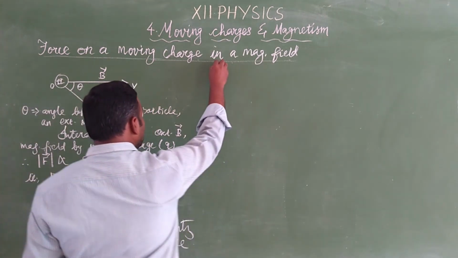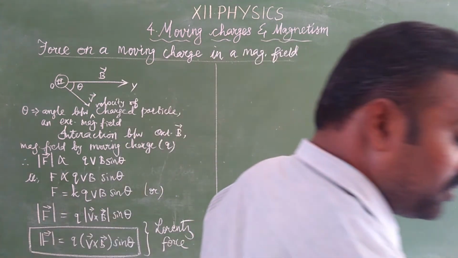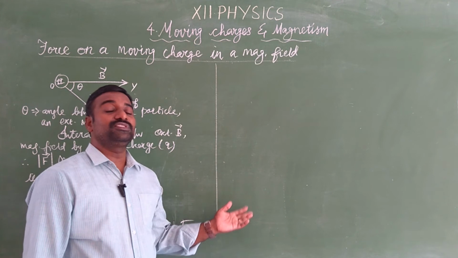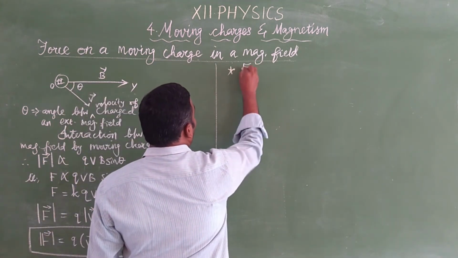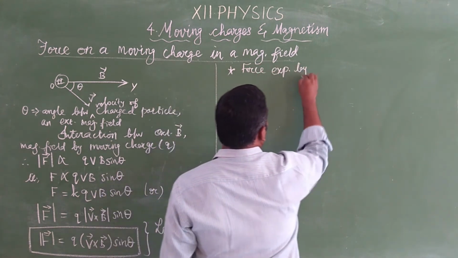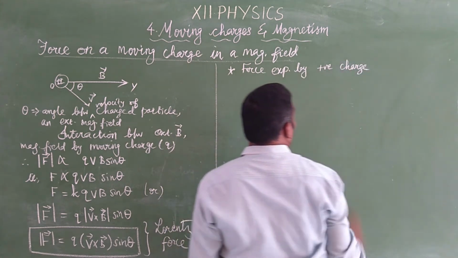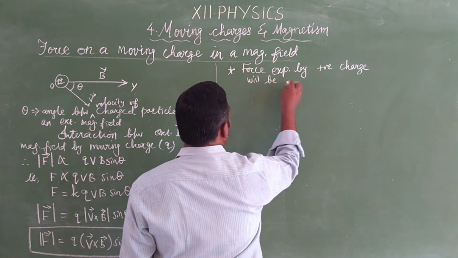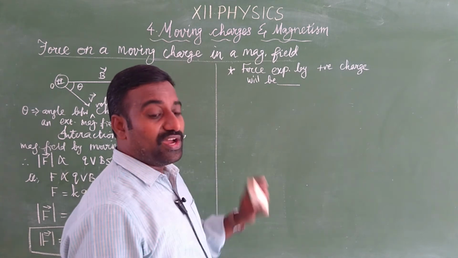Now we are going to see whether the force is maximum or minimum or zero, which means which particle experiences an upward force and which particle experiences a downward force. First one: the force experienced by a positive charge. Will that be upward or downward? We are going to predict that.